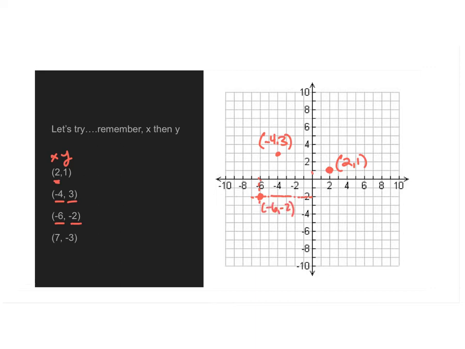And our last one, 7, negative 3. So positive 7 for our x-axis and negative 3 for our y. If we look at where those lines intersect, this is point positive 7, negative 3. You might notice a few things.